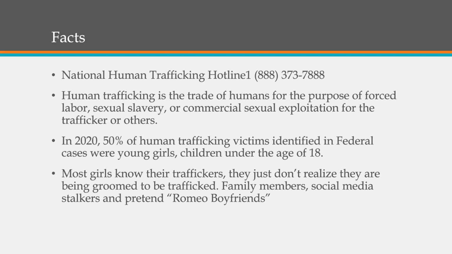So, trafficking involves three elements: force, fraud, and coercion. So, force is when they force them, and then fraud is when they use some kind of advertisement to lure victims. And then coercion is when they use some type of abuse or threat of abuse to force someone into human trafficking. So, human trafficking is the trade of humans for purposes such as labor, sexual slavery, or commercial sexual exploitation for the traffickers or others. Usually it's for monetary gain.